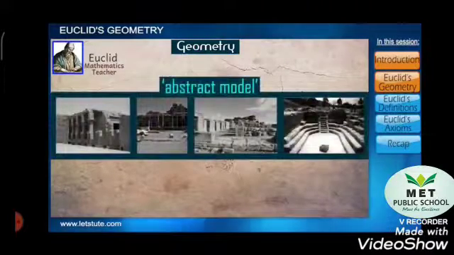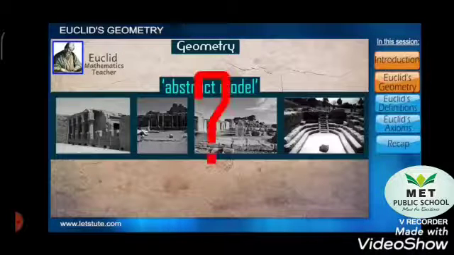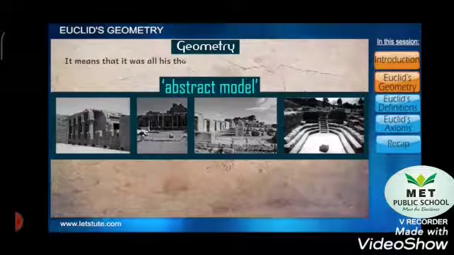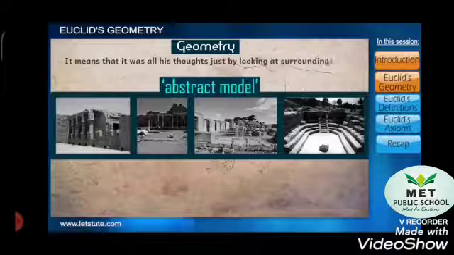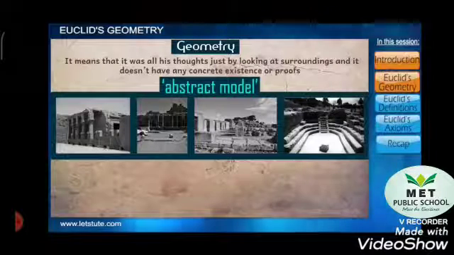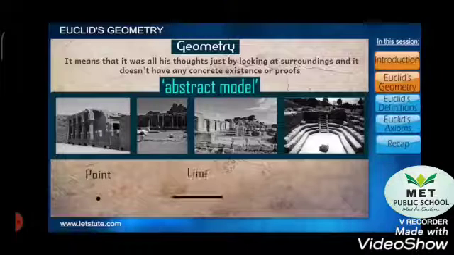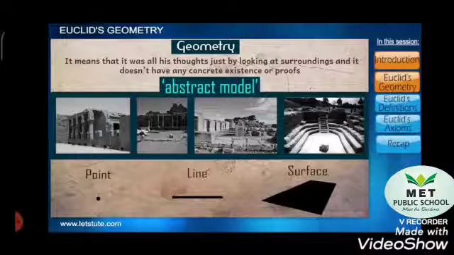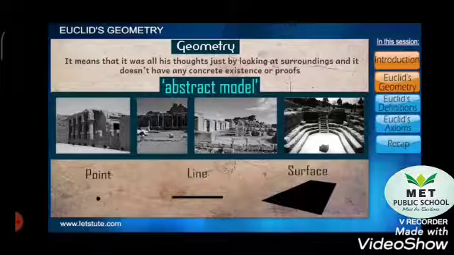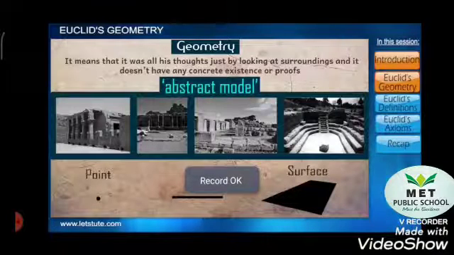Euclid's geometry was an abstract model of the surroundings of that time. Now you may wonder, what is an abstract model? It means that it was all his thought just by looking at the surroundings, and it does not have any concrete existence. Point, line, surface, and various other things were derived just by looking at things present in the world.